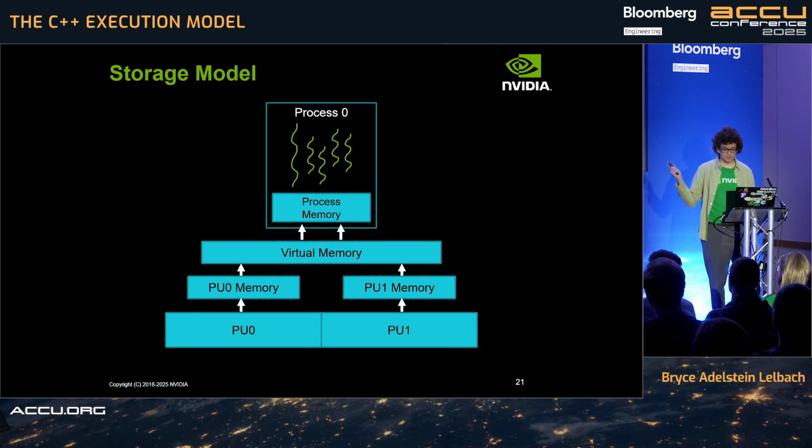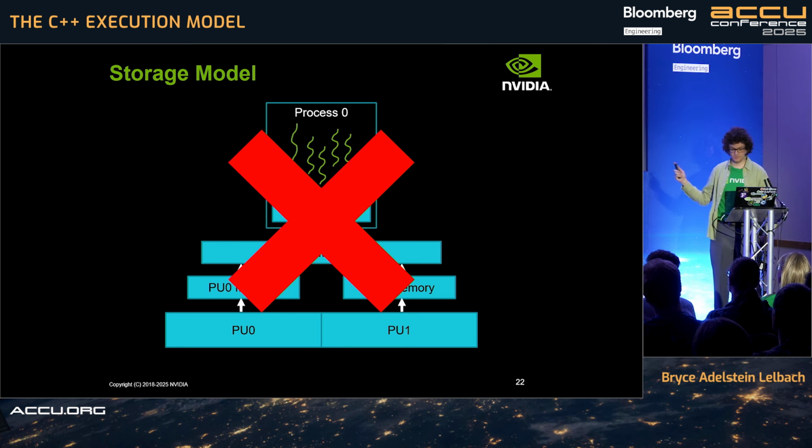So what if we have a system with two types of processors, each with its own distinct memory that is inaccessible to the other? So this still violates the C++ storage model.